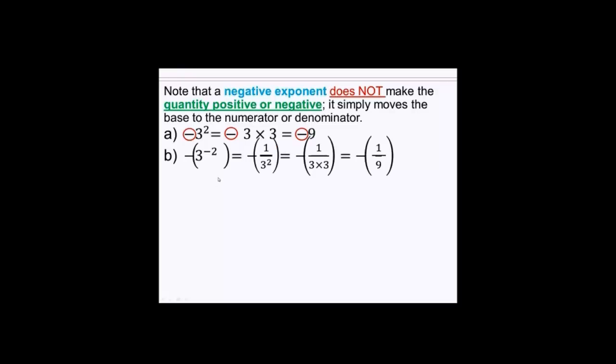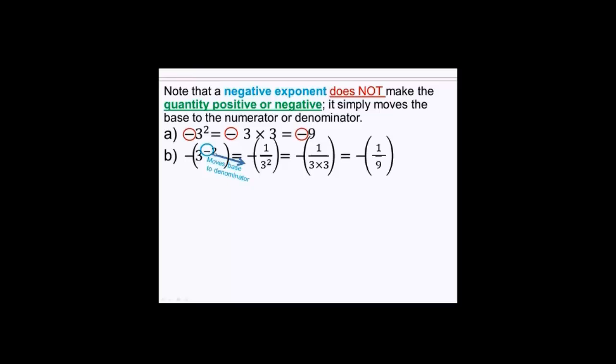So for example, here the parentheses are here. It's a little overlap here, but this negative sign is outside the parentheses. And so this 3 to the negative second, you're going to take care of first, because there's an exponent and here's the base. This negative 2 as an exponent means take the base to the denominator to a positive power. That's what this negative is doing. It has no bearing on this negative. No effect. This negative 2 has nothing to do with that negative.